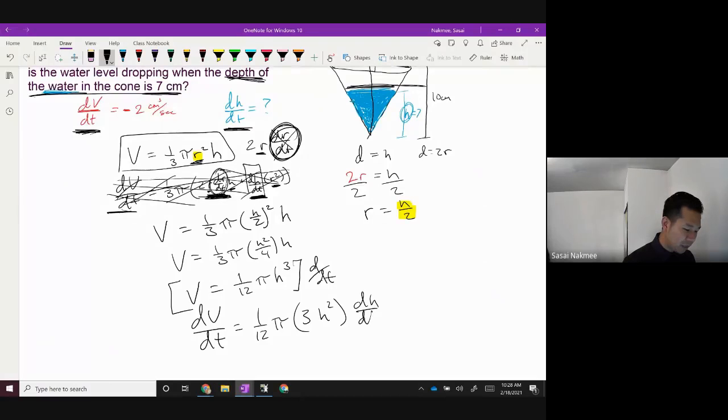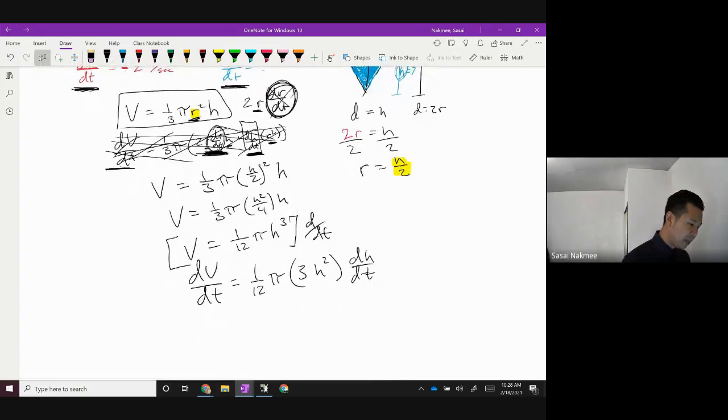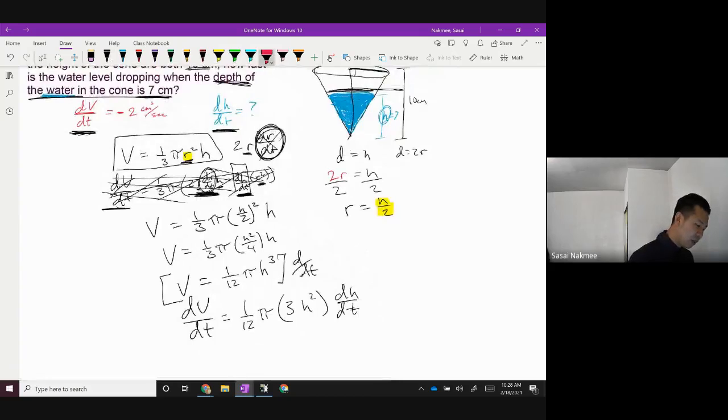Please don't forget that chain rule. That is very important: the derivative in there of h cubed is going to be 3h squared, but don't forget the dh dt. Okay? So we're almost done. You ready for this? We know what dv dt is.